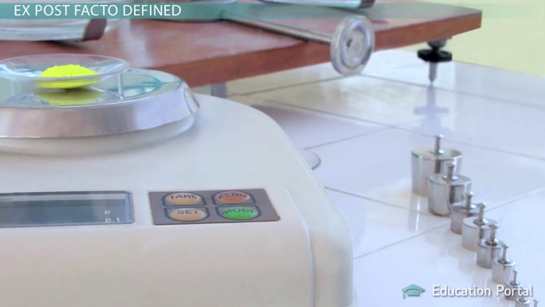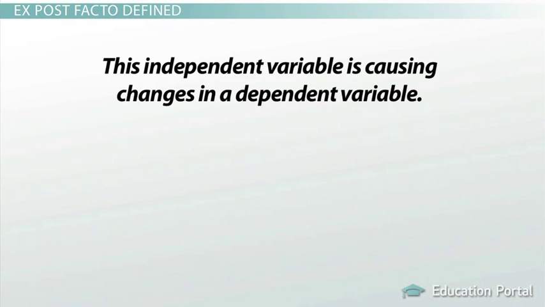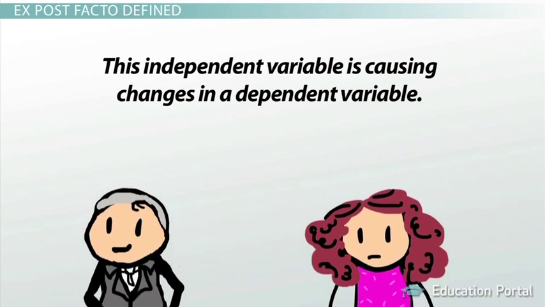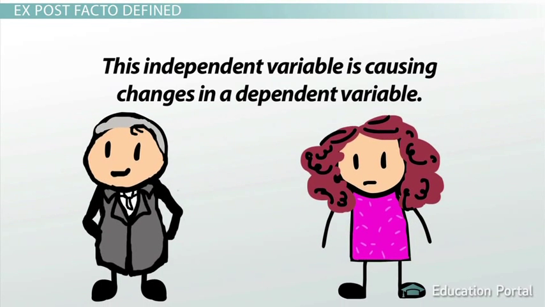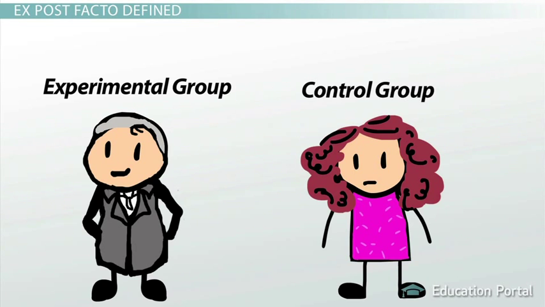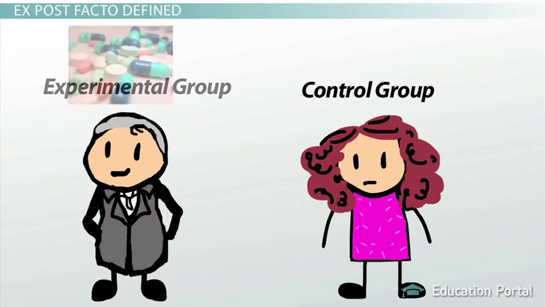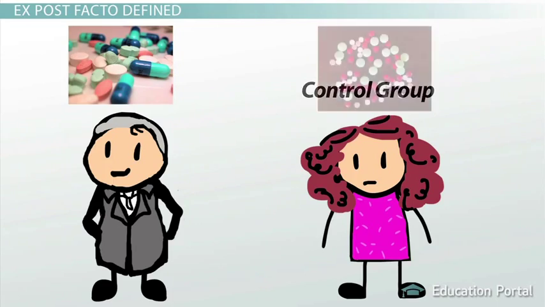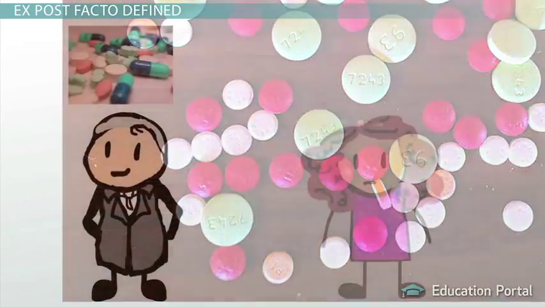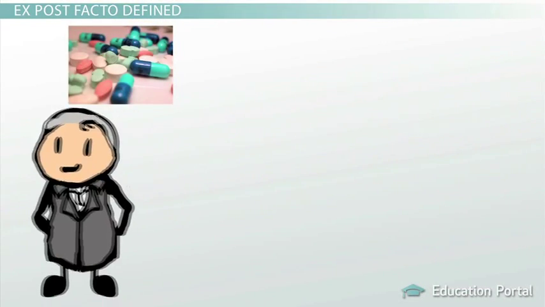A true experiment and ex post facto both are attempting to say, this independent variable is causing changes in a dependent variable. This is the basis of any experiment. One variable is hypothesized to be influencing another. This is done by having an experimental group and a control group. So if you're testing a new type of medication, the experimental group gets the new medication, while the control group gets the old medication. This allows you to test the efficacy of the new medication.